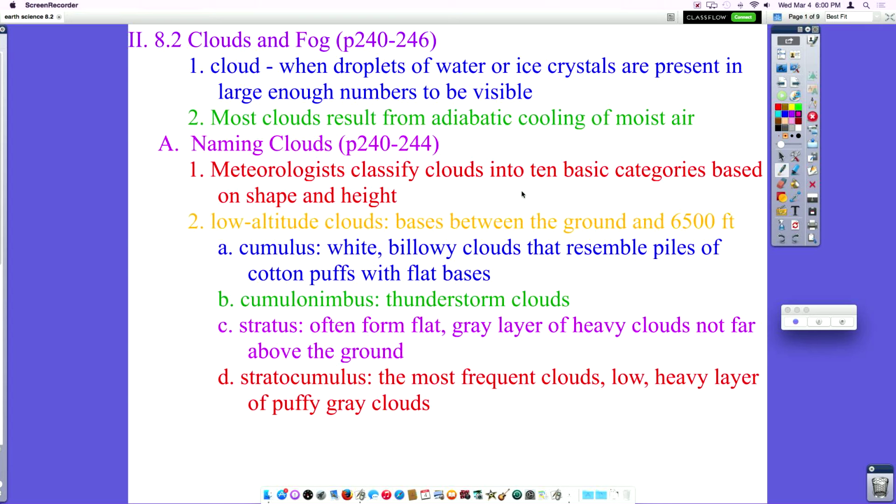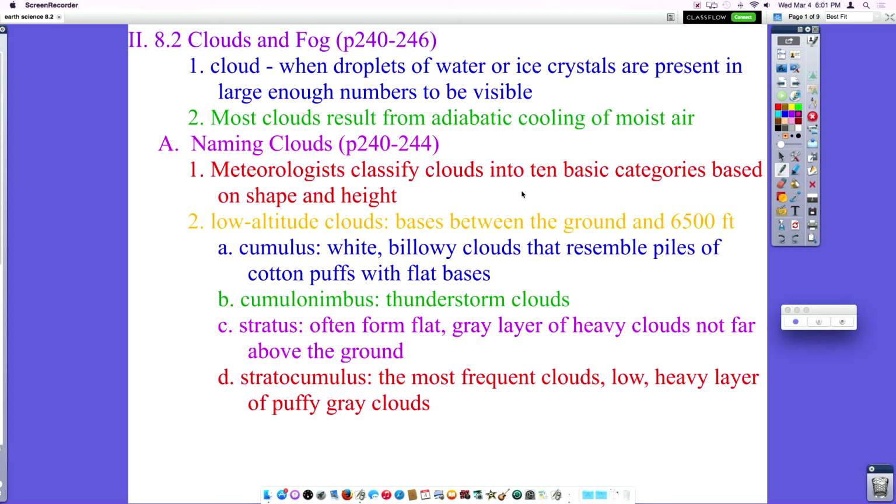And so, as we continue on here, we want to look at clouds. Clouds are when droplets of water or ice crystals are present in large enough numbers to be visible. They are floating in the air. Most often they are high up in the air compared to where we are. Most clouds result from adiabatic cooling of moist air.